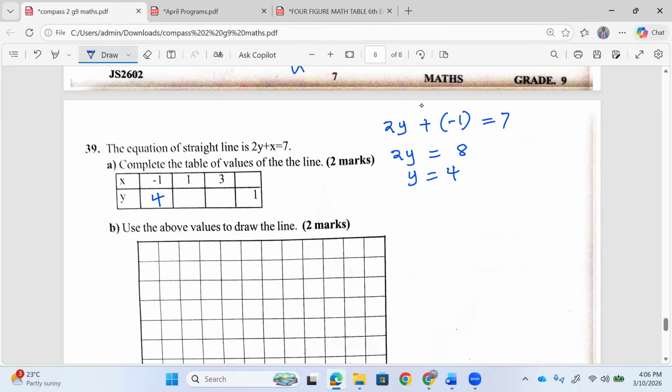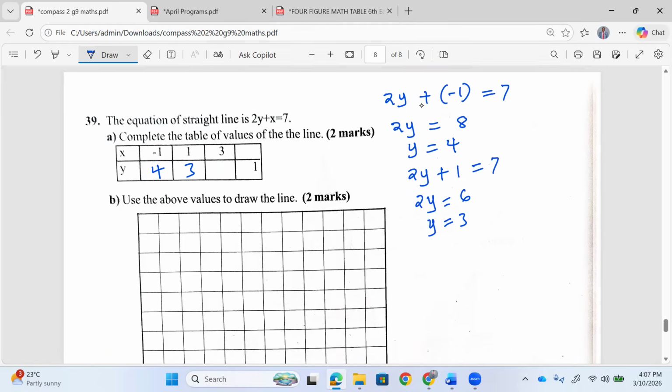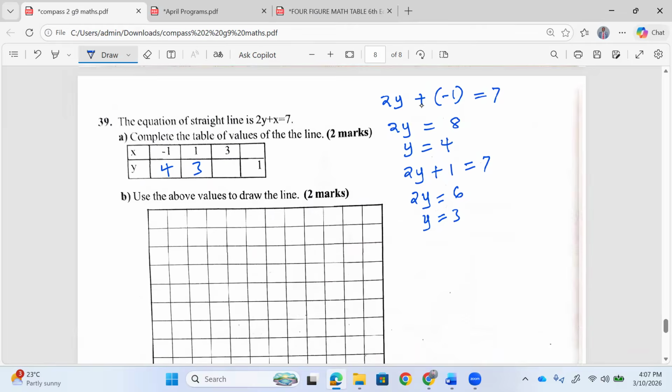The next one is when the value of x is 1. So 2y plus 1 equals 7. For 2y, 1 should be subtracted now, not added. 6, divide through by 2, y becomes 3. So this is exactly 3. We check at x equals 3.